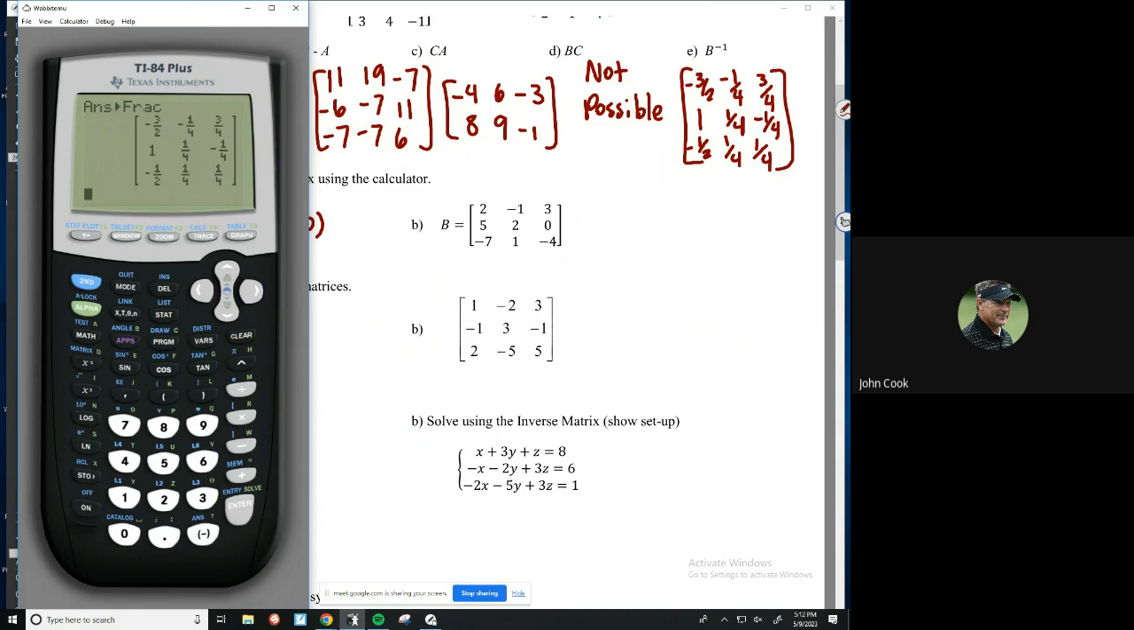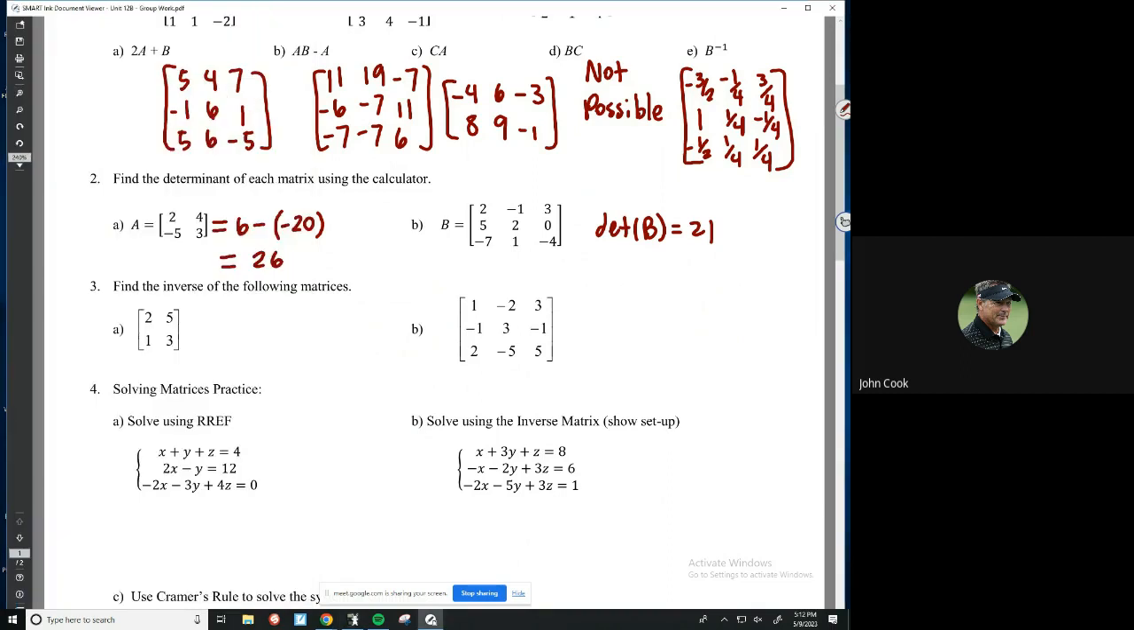Okay, there they are. And then here's how you get to the determinant. So you go to the matrix menu, and instead of going to names, instead of going to edit, you go to math, and then determinant is the very first one. So determinant of matrix B, hit enter, and there's your determinant, 21. So determinant of B is equal to 21.